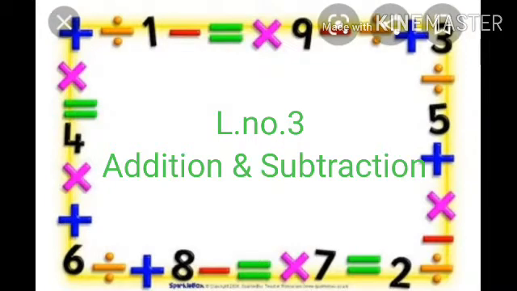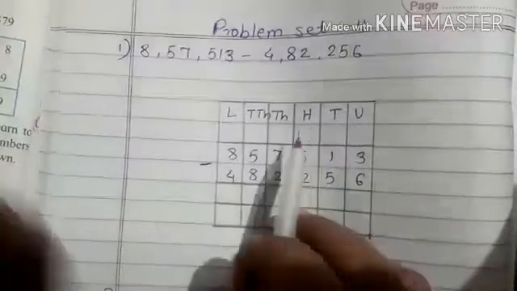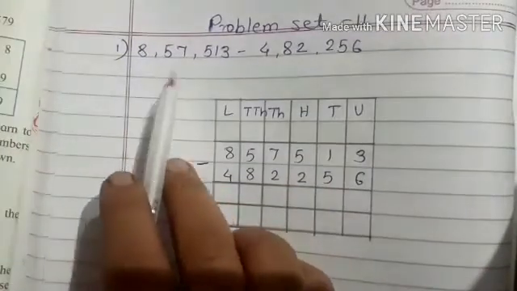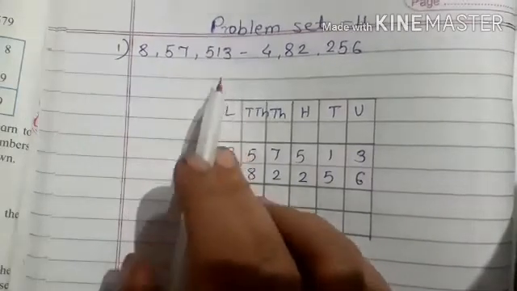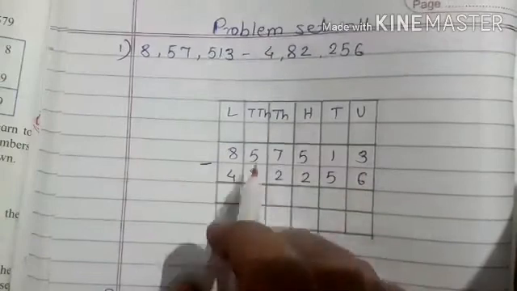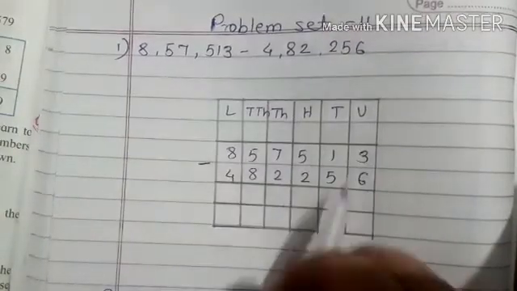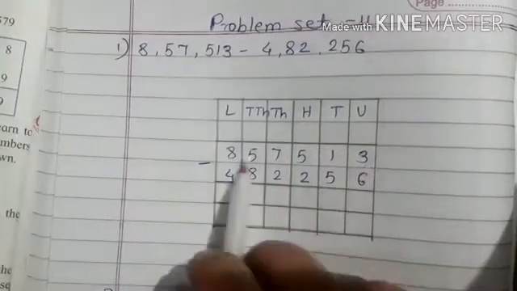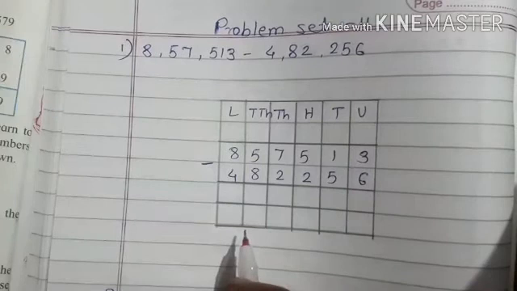So let's start. Let's see the example from problem set 11. Here the first example is what? See, 8,57,513 minus 4,82,256. As there are 6-digit numbers here, I make 6 columns and put the numbers starting from the unit place. So now let's start the subtraction.